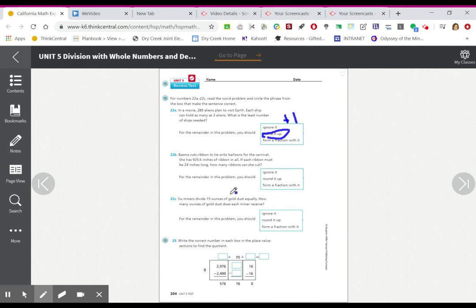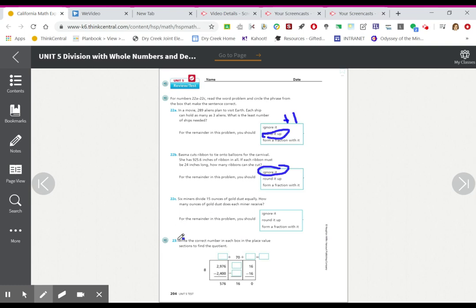Okay, 22B. Basma cuts ribbon to tie onto balloons for the carnival. She has 925.6 inches of ribbon. If each ribbon must be 24 inches long, how many ribbons can she cut? So for the remainder of this problem, what do we do? We have to ignore it because if we have some left over, it's not going to matter because we can't make another one. So that's like the ones when we said if you can't make another one, like the crafts, we just ignore the remainder.